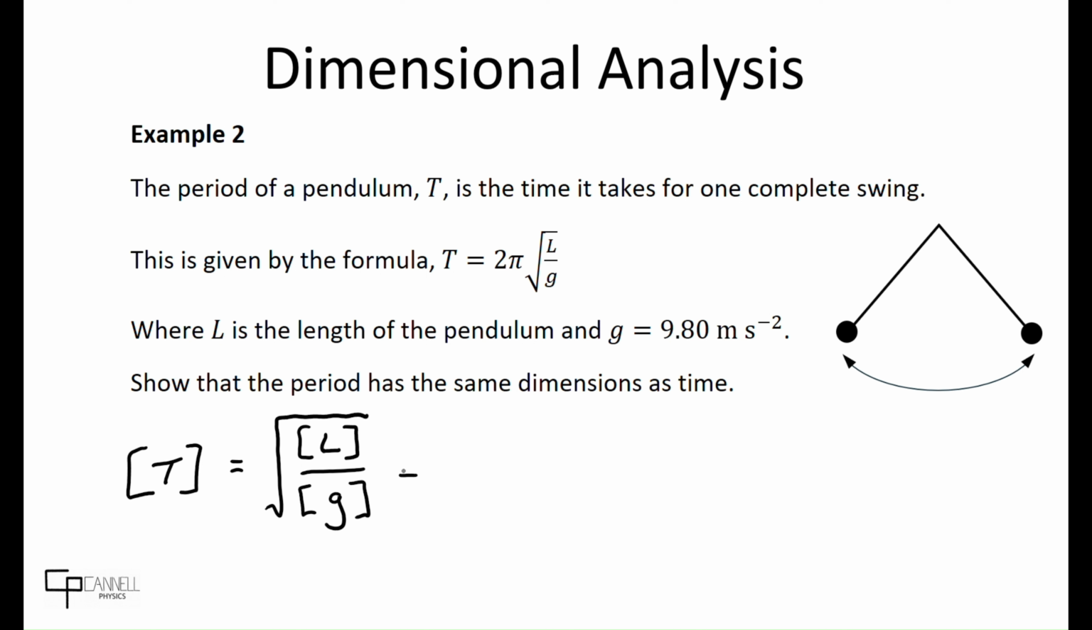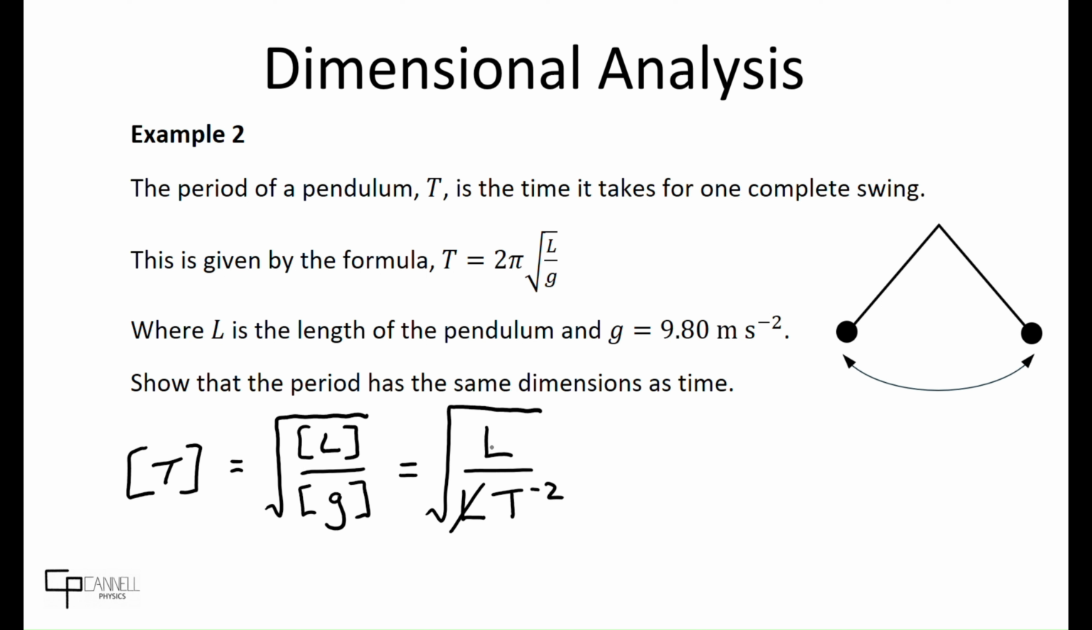So now we can write the dimensions. So the square root of the dimensions of length, which is L, over the dimensions of g. So we must look at the units here, meters per second squared. So the dimension equivalent for the unit meter is capital L, length, same as the numerator. And for seconds, time, that dimension is capital T for time. And we must not forget the power as well, the -2.